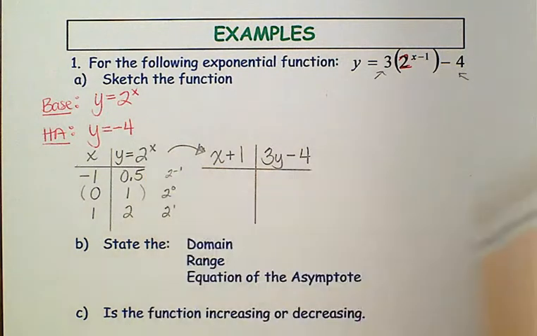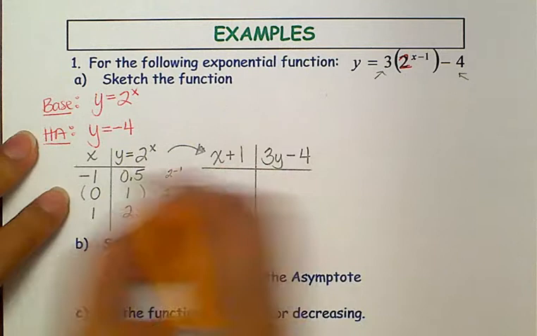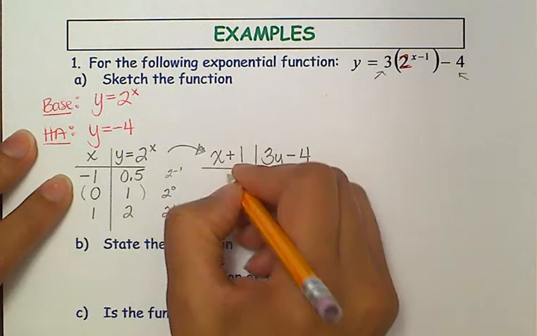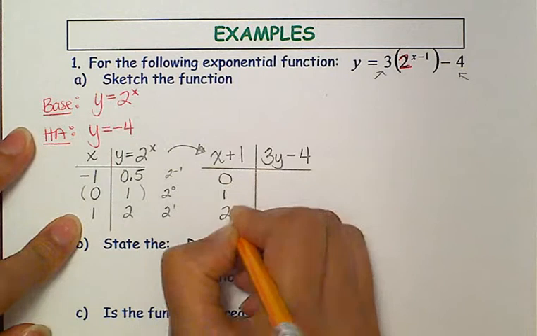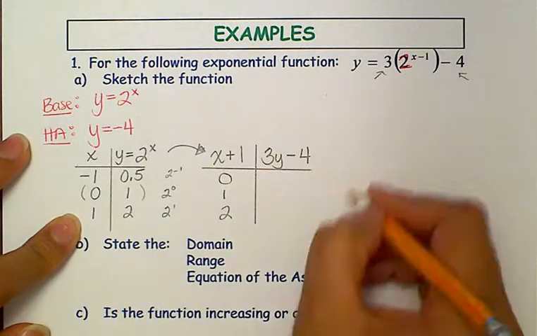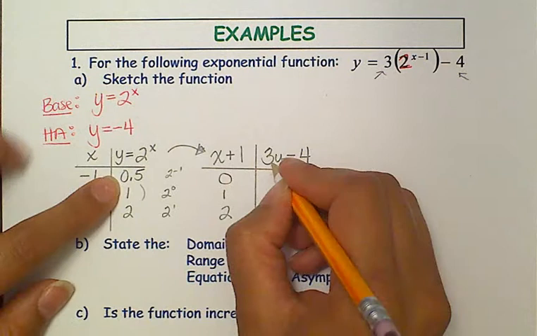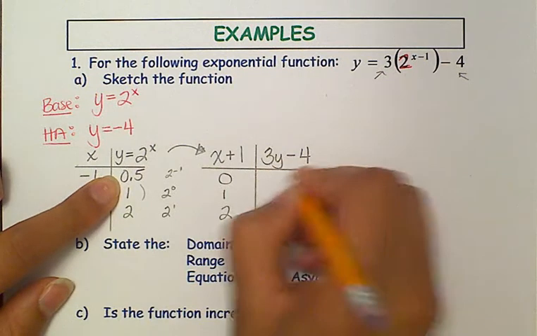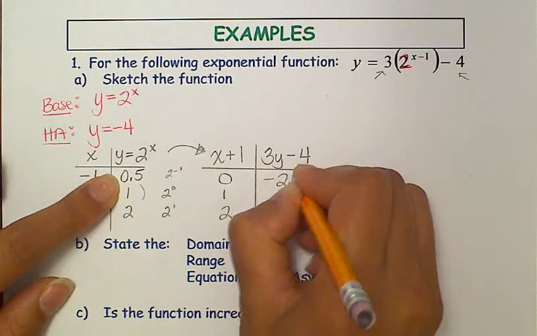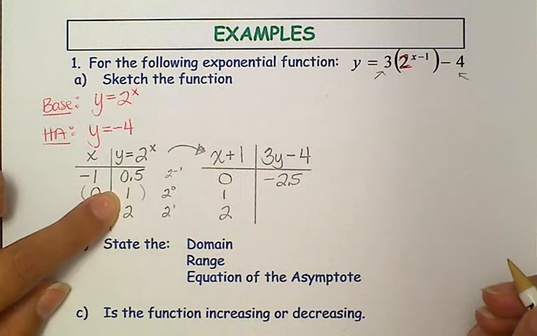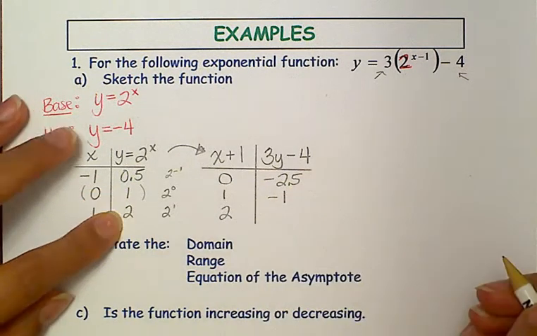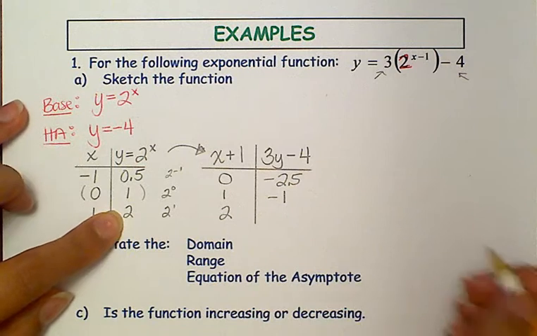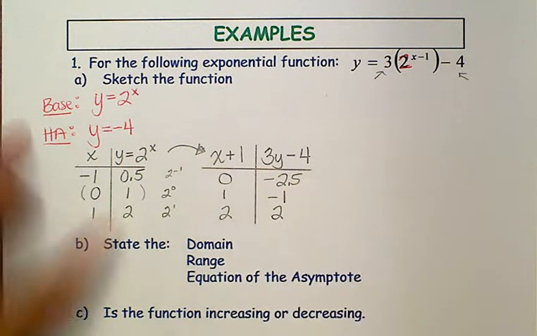Okay, so x plus 1, looking at our values of x, negative 1 plus 1 is 0, 0 plus 1 is 1, and 1 plus 1 is 2. That was easy. Looking at our y values, 3 times a half is 1.5, and minus 4 is negative 2.5. 3 times 1 is 3, minus 4 is negative 1. And 3 times 2 is 6, minus 4 is 2. So there's all of our key points.